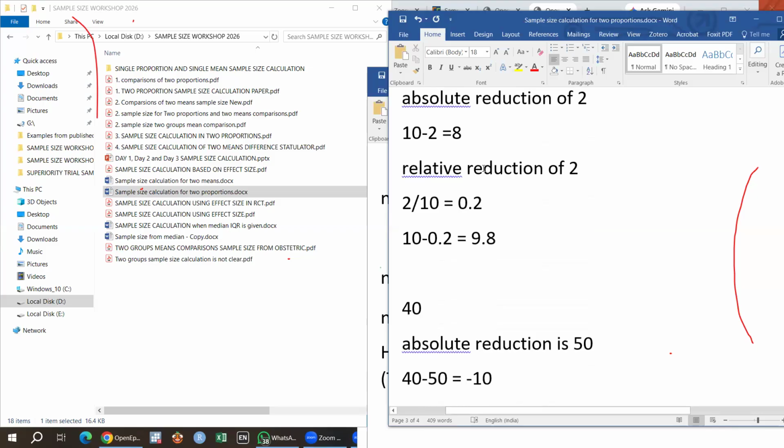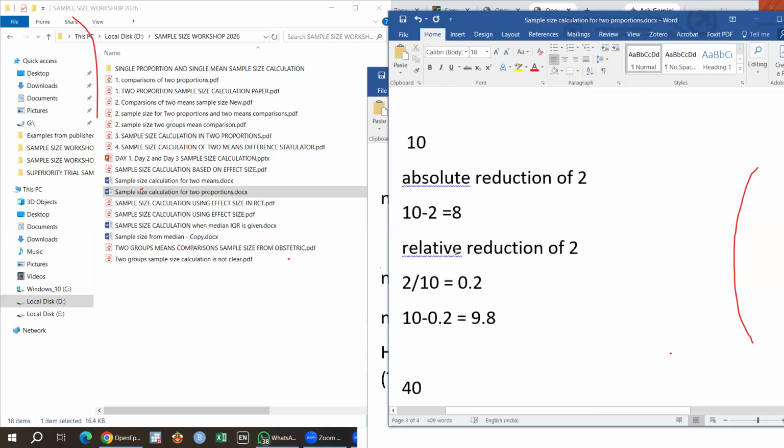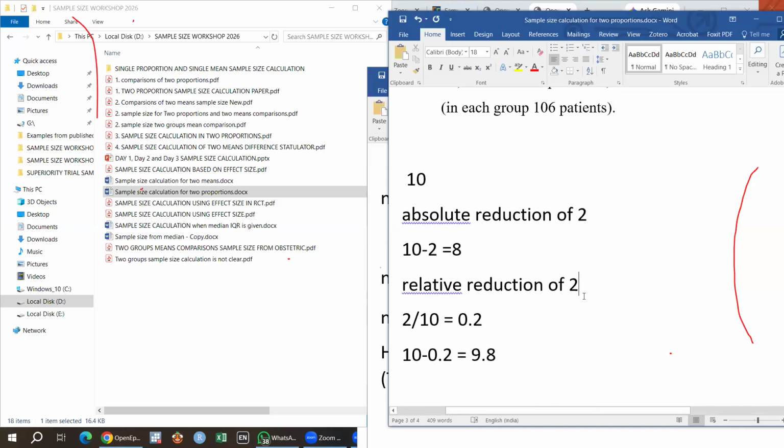So what do we have to do? We have to get a relative reduction of 2. So it means we have to take a relative reduction of 2%, and then calculate it. Okay. Sometimes the relative reduction is coming as a larger value, so it is not coming as 2.